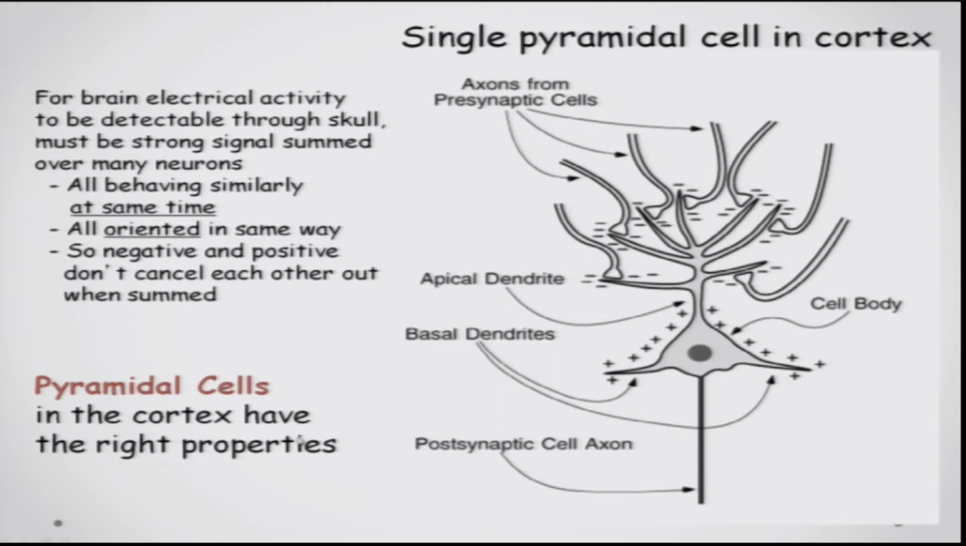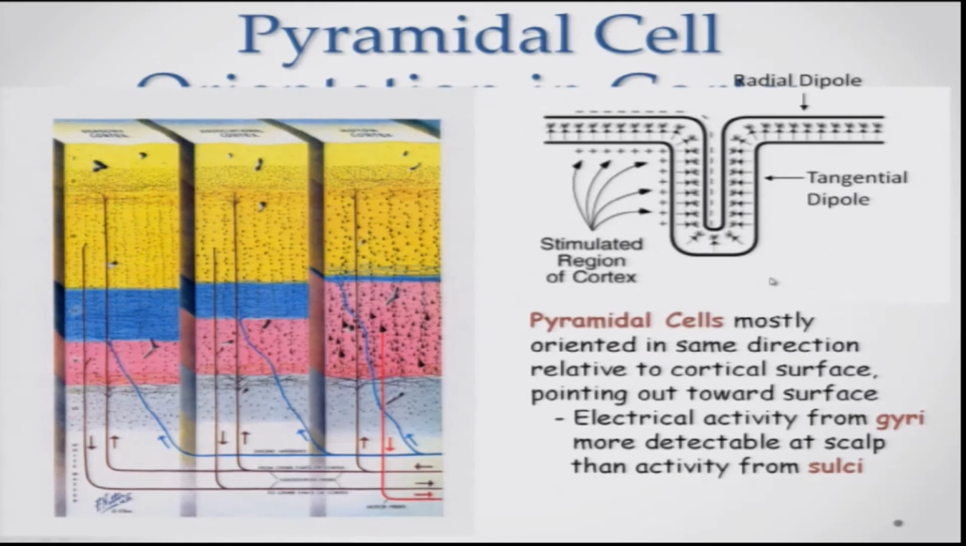So what we do, again, is the same basic structure. These are the pyramidal cells. They are oriented in the same direction relative to the cortical surface, pointing out towards the surface. So electrical activity from the gyri, that is the folds, is more detectable than activity from the sulci. If you look at it, sensory cortex, motor cortex.